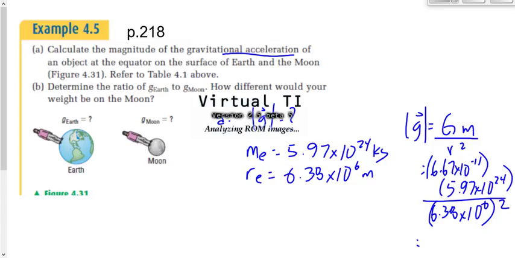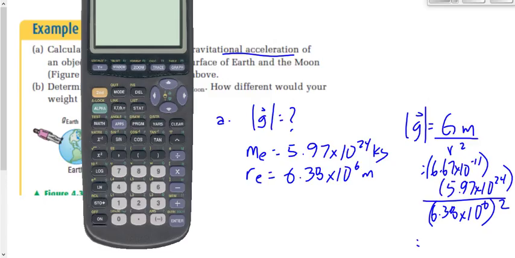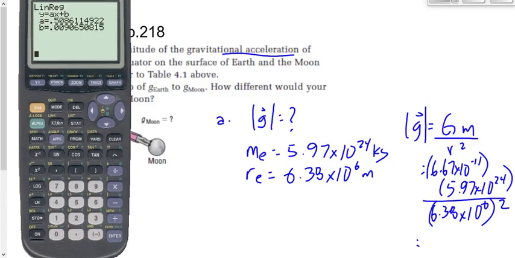Watch me do this again. Some of you still have trouble with punching numbers into your calculator. Watch me do this. We're going to say 6.38 times 10 to the 6. I'm going to press equals. I'm going to square that. There's the number on the bottom. Do the number on the bottom first, then do the numbers on the top. 6.67 times 10 to the negative 11 times 5.97 times 10 to the 24, divided by the number that's on the bottom, gives me 9.78.